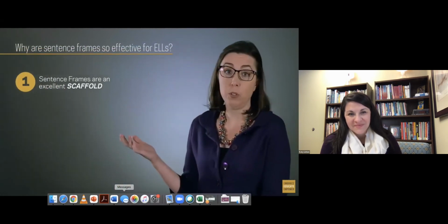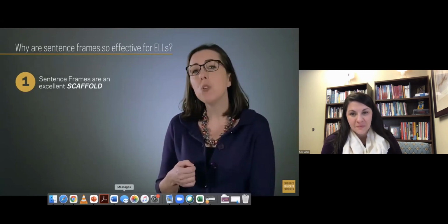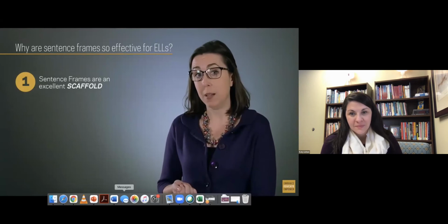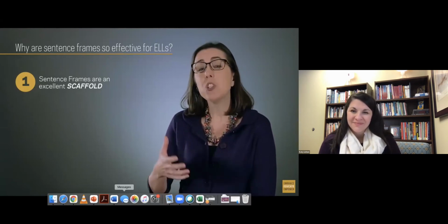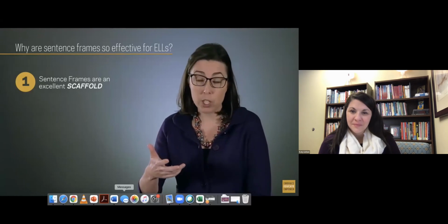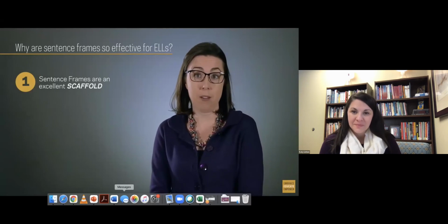Now, why are sentence frames so effective for English learners? First, they're an excellent scaffold. Often English learners have their ideas, but they don't know yet how to share the idea. And sentence stems don't give students answers. They just help provide the language to help students begin to express or share the idea that they have.